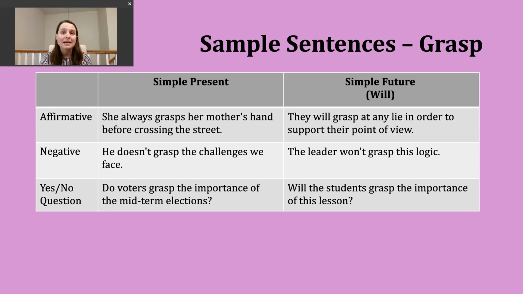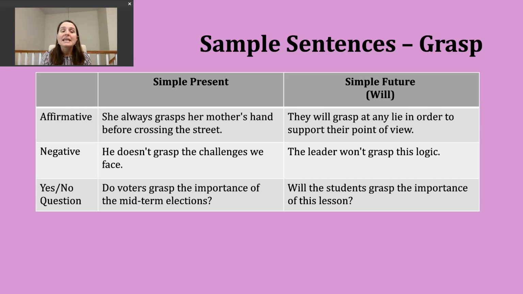You can see this in my example sentence. They will grasp at any lie in order to support their point of view. So here's my phrasal verb again, grasp at. This sentence very much connects to that idea of someone feeling kind of desperate or rather eager. So this sentence is suggesting, we can almost envision someone trying to grab hold or have a grip of something that supports his or her beliefs.